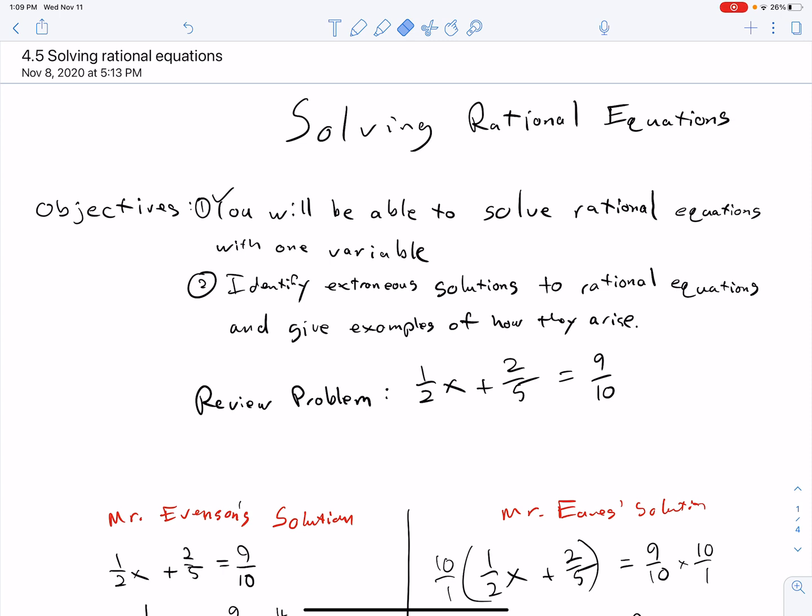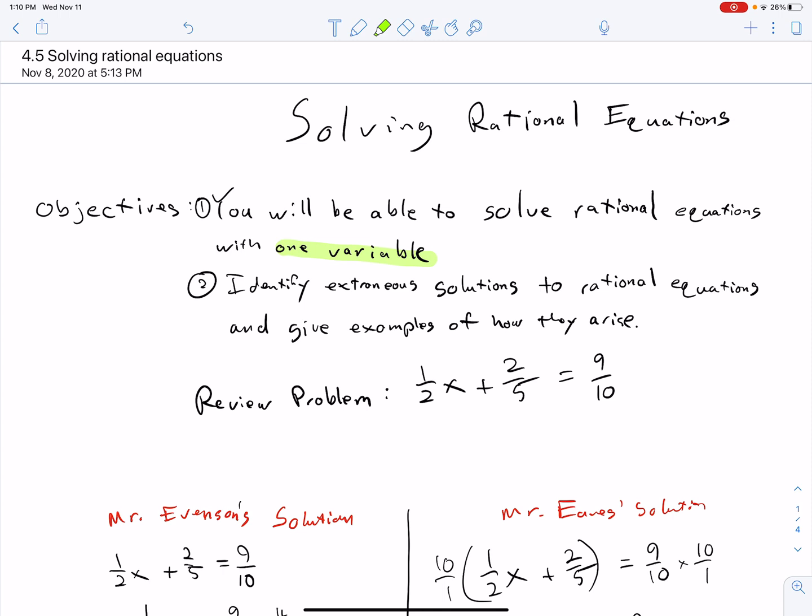By the end of this video, you should have a general understanding and be able to solve rational equations with one variable. Keep in mind, we're talking about one variable. So we're solving for x, or y, or n, but we're not solving for multiple variables yet. The second thing you're going to be able to do is identify extraneous solutions to rational equations and give examples of how they might arise.